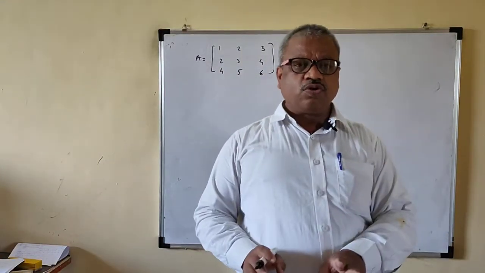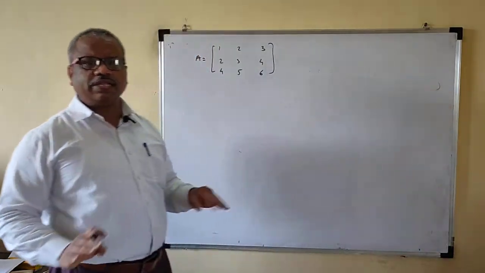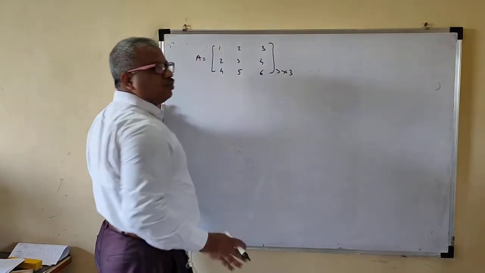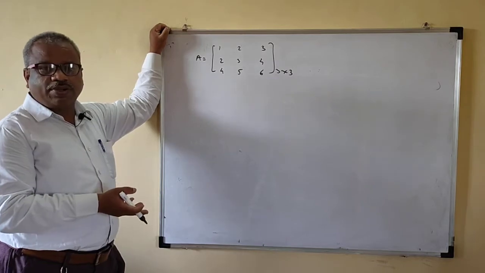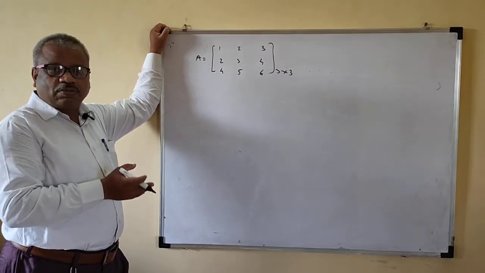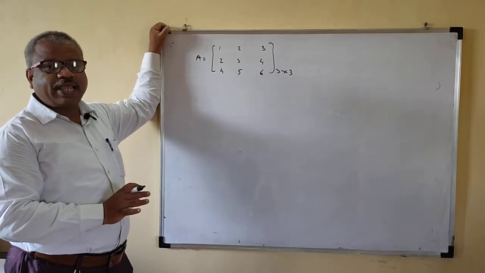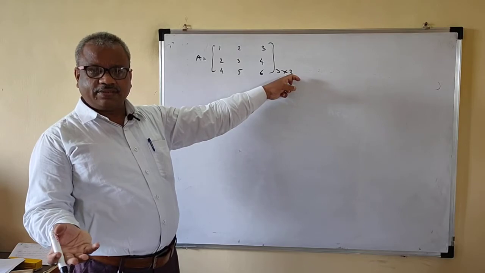If you want to find the nullity, find out the rank, because this is a 3 by 3 matrix. If they want the rank, you get the rank, no problem. But if they want the nullity, find the rank first. With the help of the rank, you can find the nullity. So nullity will be 3 minus the rank.